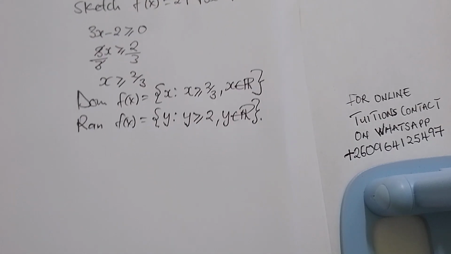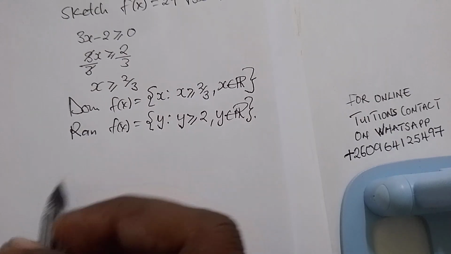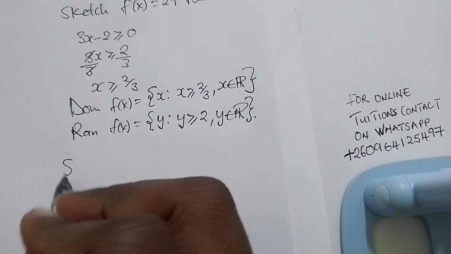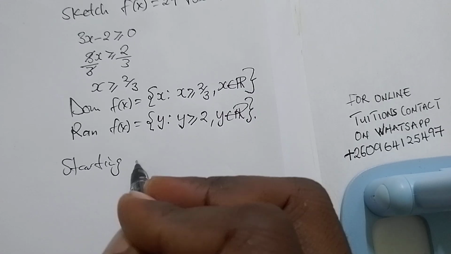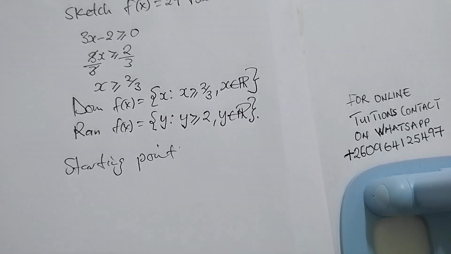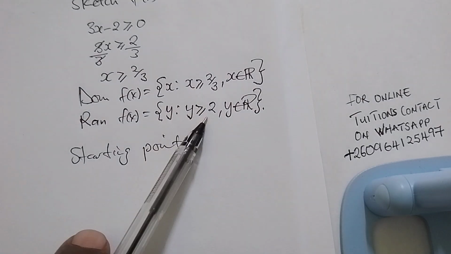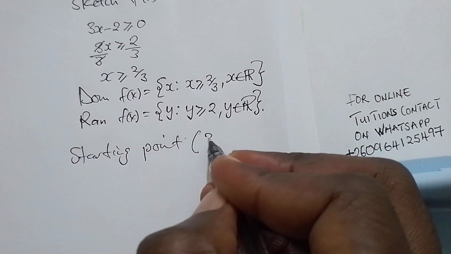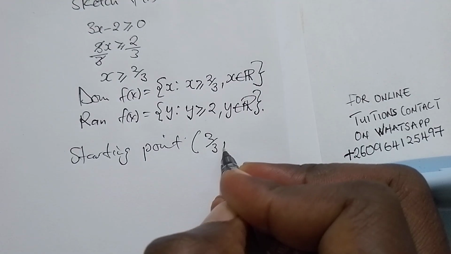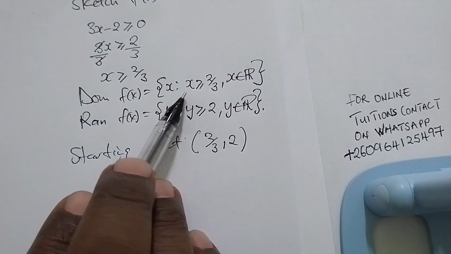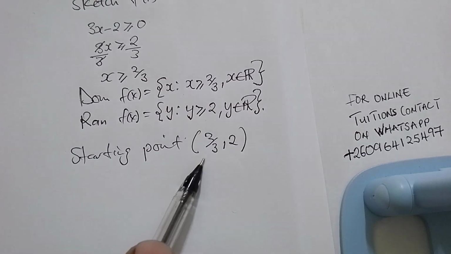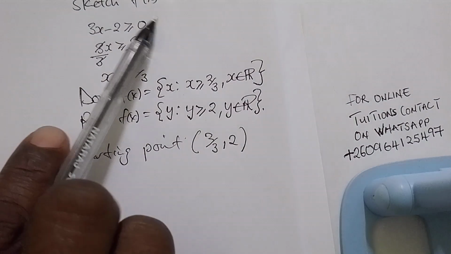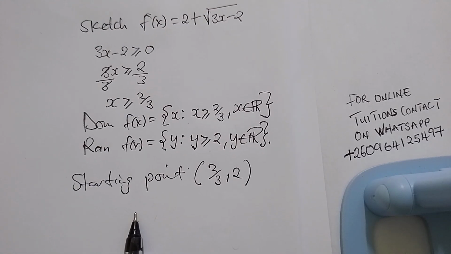You get that? Now, sketching this is easy. We need to first of all start with what I call the starting point. The starting point in this case is made out of these two values here. So the starting point here is going to be 2/3 comma 2. So this is from x and this is from y. So we have this coordinate here. That's where the graph that we're going to sketch for this function is going to start from.